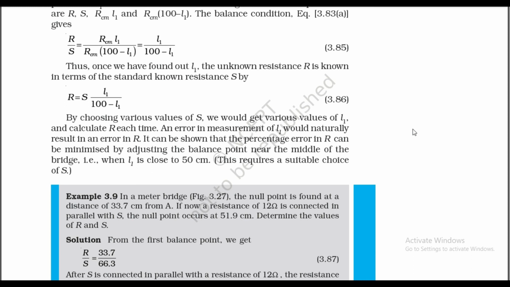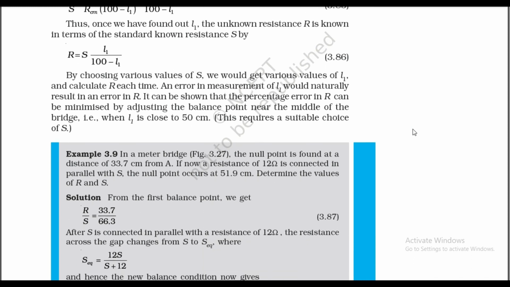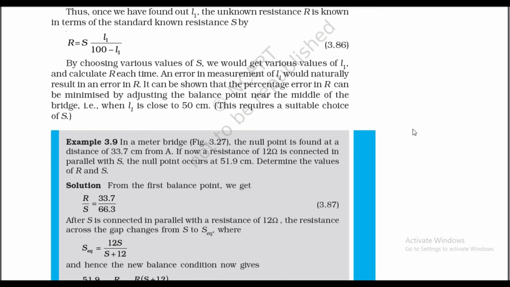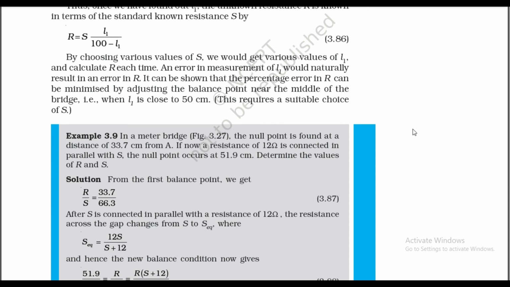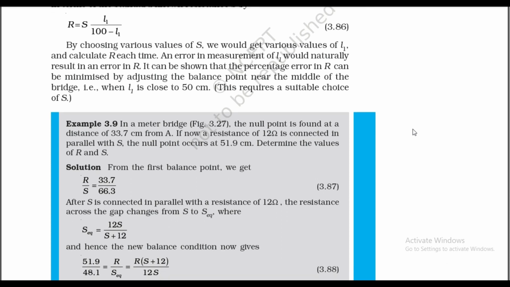Thus, once we have found out l1, the unknown resistance R is known in terms of the standard known resistance S by R = S·l1/(100 - l1). By choosing various values of S, we would get various values of l1 and calculate R each time. An error in measurement of l1 would naturally result in an error in R. It can be shown that the percentage error in R can be minimized by adjusting the balance point near the middle of the bridge, that is, when l1 is close to 50 centimeters. This requires a suitable choice of S.